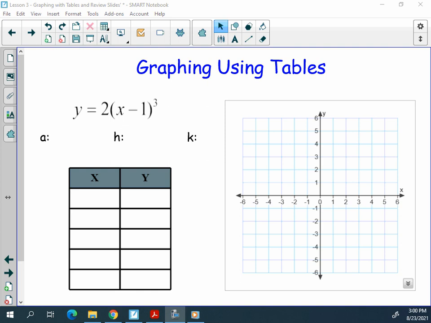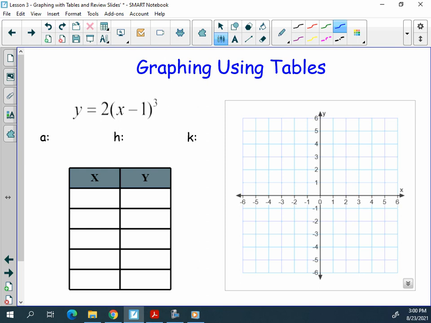Hey everyone, in this lesson, it's a really brief lesson, we're just going to be talking about how to graph with tables and how to come up with equations of lines given either an equation, or given h and k, or given a graph. So for our first problem here, you should notice y equals 2(x minus 1) cubed.